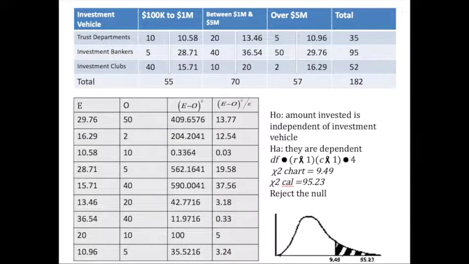To solve this problem, we should follow the steps. Firstly, we make H0, which is that the amount invested is independent of investment vehicle. HA is that they're dependent. Draw the graph, find the chi-square chart, and shade the region. After that, we calculate row totals, column totals, and the grand total.